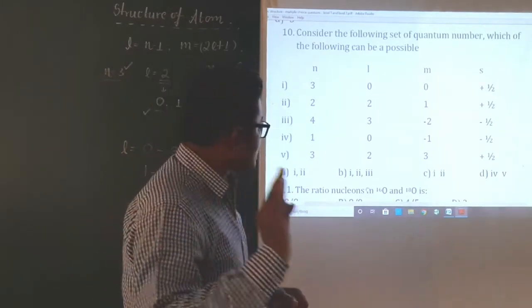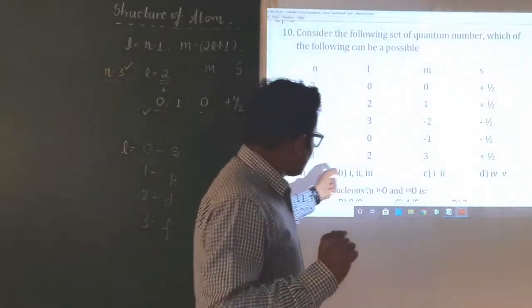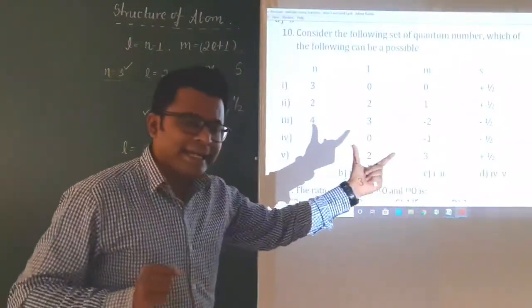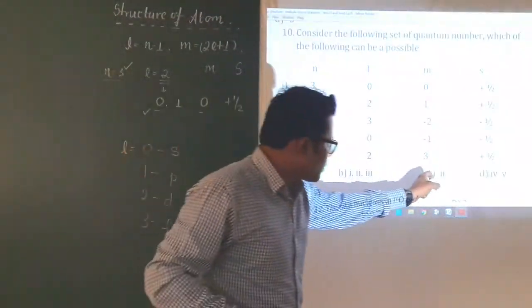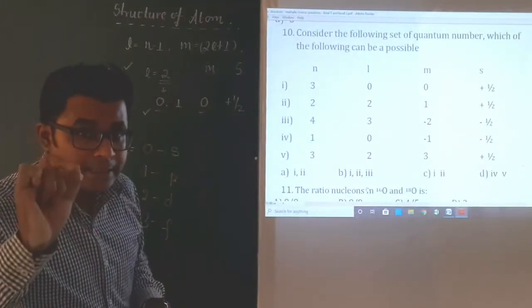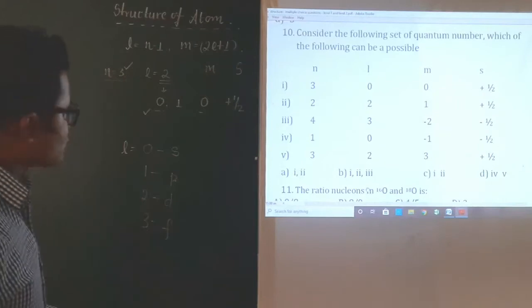So one correction that we have to make here is the option C. They are given as 1 and 2. Actually, it should be 1 and 3. Please make this one correction here. So C comes as 1 and 3. Going forward with the next question.